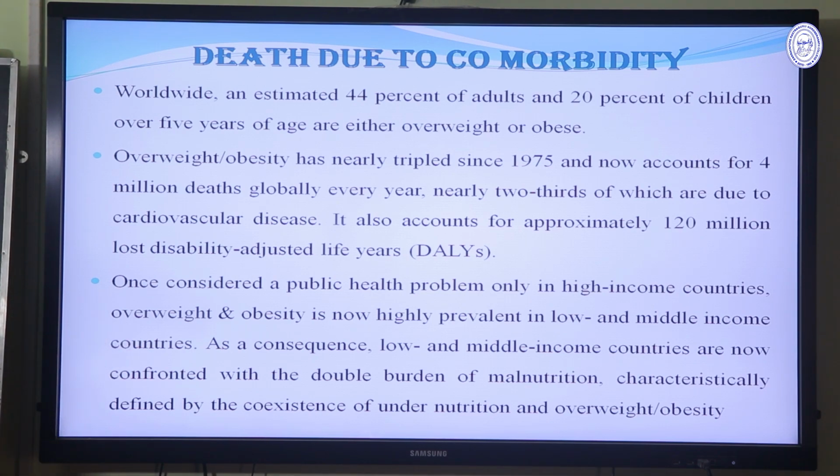Once considered a public health problem only in high-income prosperous countries, overweight and obesity is now prevalent in low and middle income countries. As a consequence, low and middle income countries are facing a double burden of malnutrition, where the coexistence of undernutrition and overnutrition is present. That is the characteristic definition of the coexistence of the two types of disease across the wide spectrum.